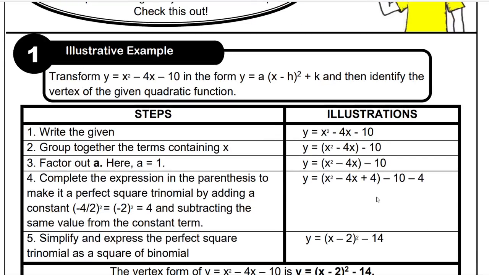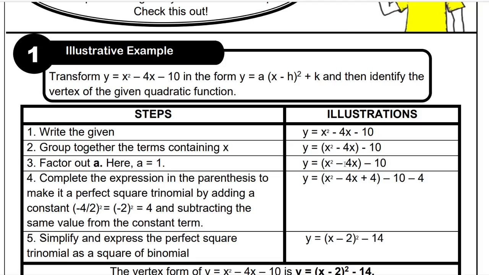Number 1, transform y equals x squared minus 4x minus 10 into the form y equals a times the quantity x minus h squared plus k, and then identify the vertex of the given quadratic function. So this is the given. Step 2, group together the terms containing x. Step 3, factor out a. But since a is 1, you don't need to show it here.